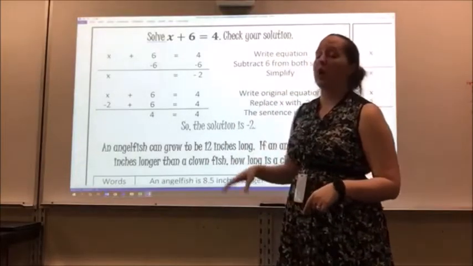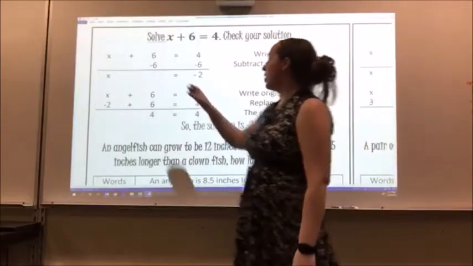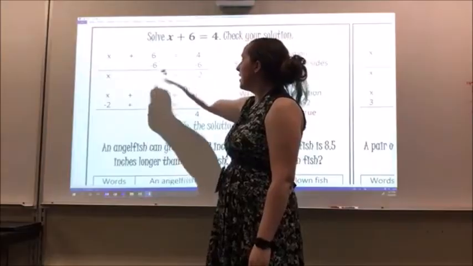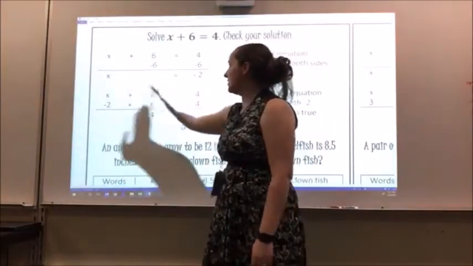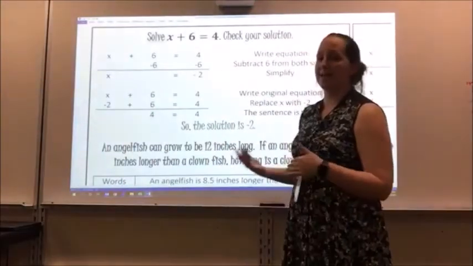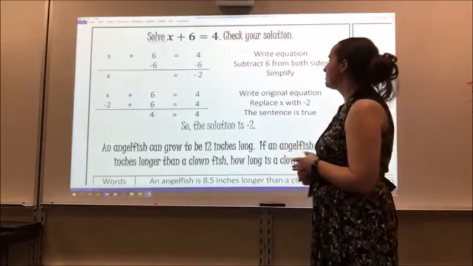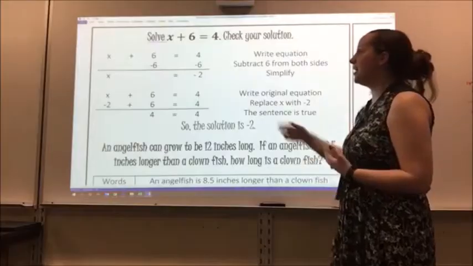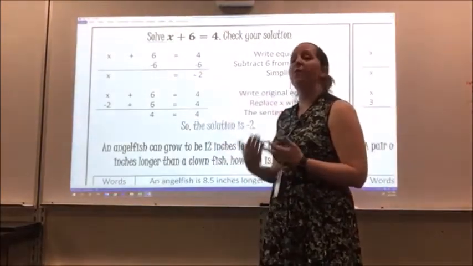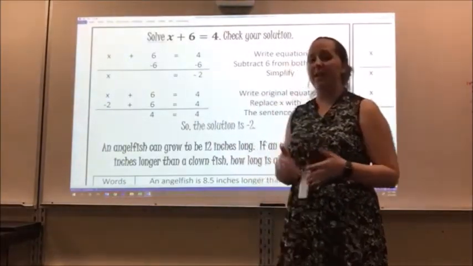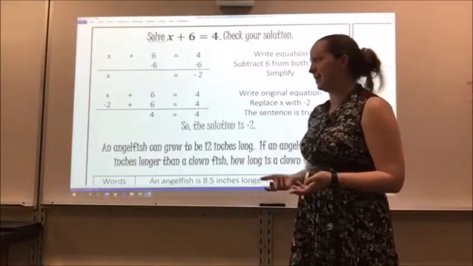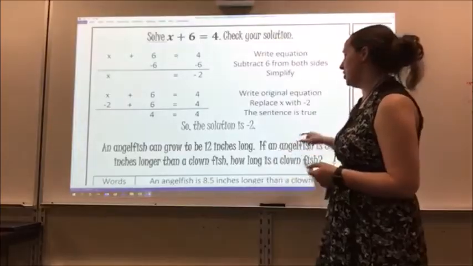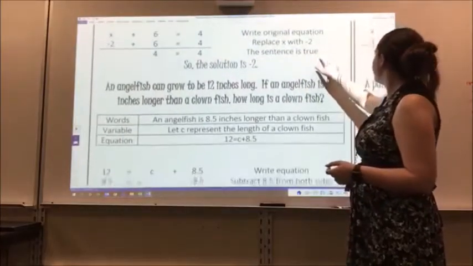So I need to subtract 6 from both sides. x plus 6 equals 4, and I subtract 6 and subtract 6, and I get x equals negative 2, because 4 minus 6 is negative 2. I can always go back and double check, substituting in the negative 2 for my variable. So negative 2 plus 6 does give me 4. 4 equals 4, so I've solved my equation.